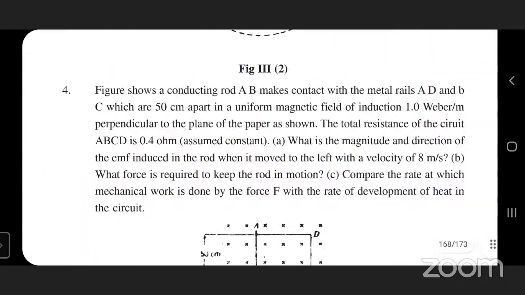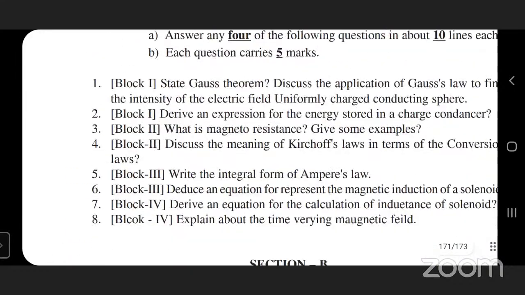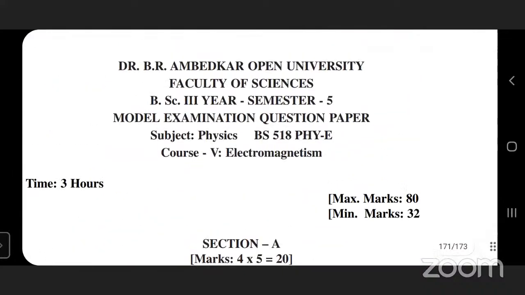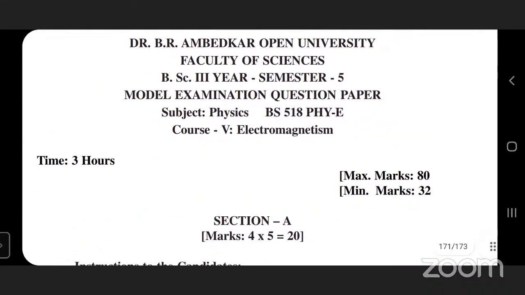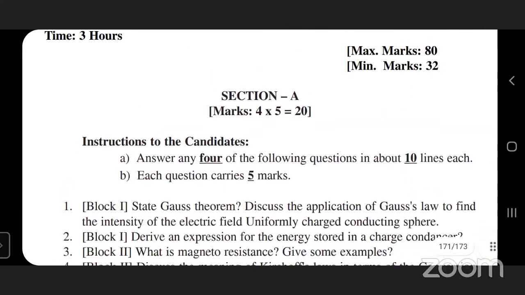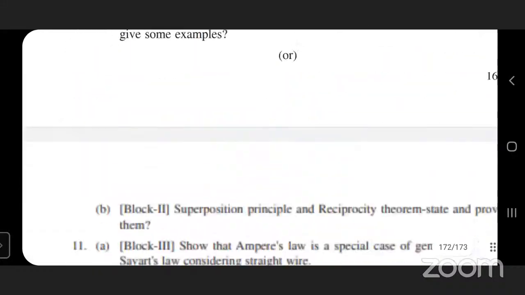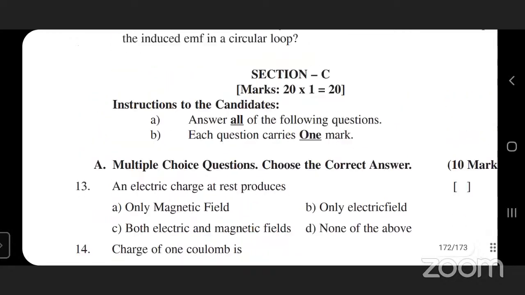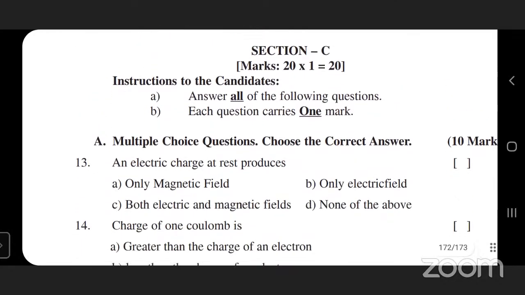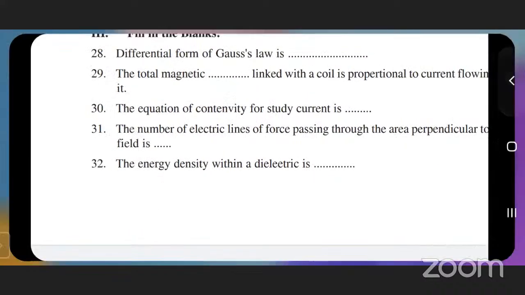So this ends our syllabus. This is the question paper, and this is how the questions will be given to you. Electromagnetism, 80 marks, minimum 32 marks. 4 into 10, 40, and objective 20 into 1, 20. Fill in the blanks and objective questions are also there. So this ends our syllabus here.